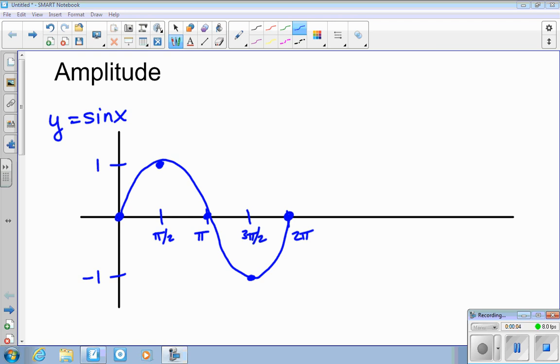Everyone, this lesson is going to be about the amplitude for sine of x and cosine of x. So we're going to start with looking at just the regular y equals sine x that we've already talked about from 0 to 2 pi.